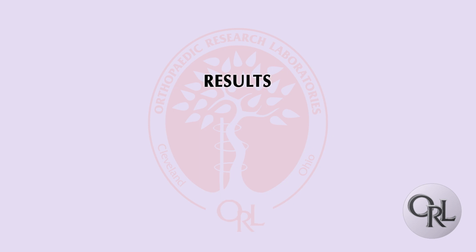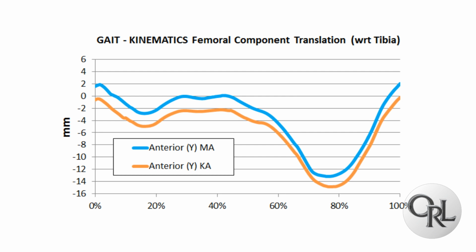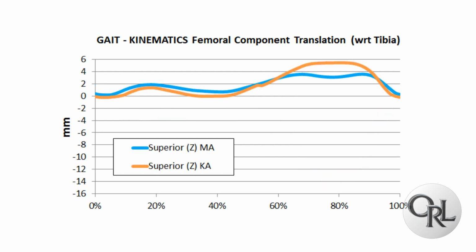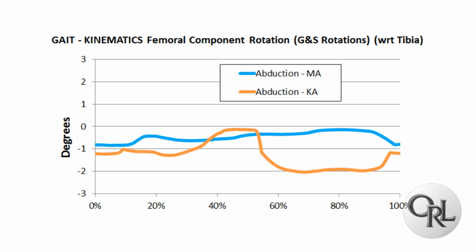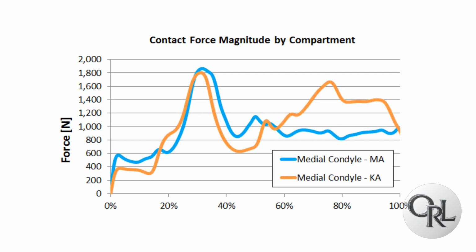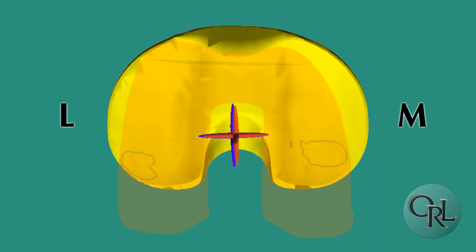There were minimal differences between the mechanical and kinematic aligned results of both femoral and patella component motions, contact articulations, and forces. Average absolute differences between the stance phase of walking gait were less than 2 millimeters, 2 degrees, and 200 newtons for all results recorded.